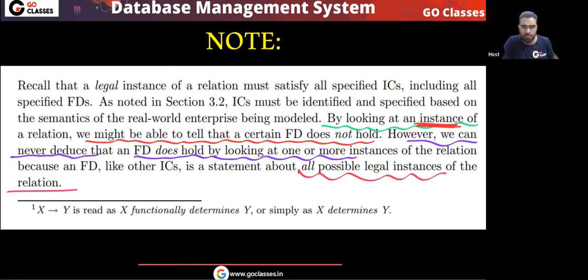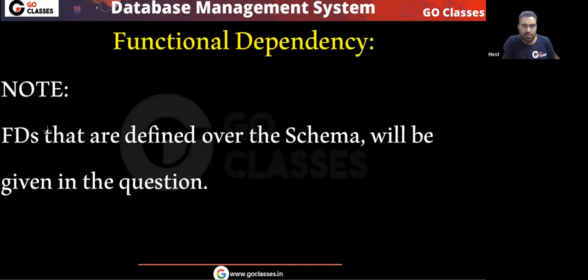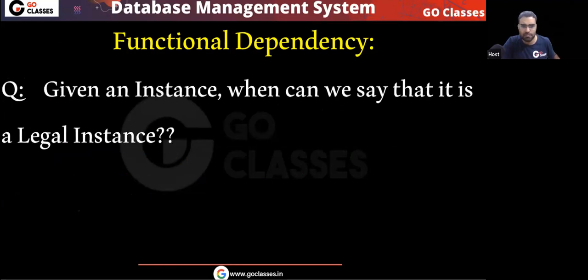Now let's move on. Functional dependencies that are defined over the schema will be given in the question. From the instance, we cannot find out the functional dependencies. Do you agree? If I give you some instance, from the instance you cannot find out functional dependencies. So the functional dependencies defined over the schema will be given in the question. Now let's move on.